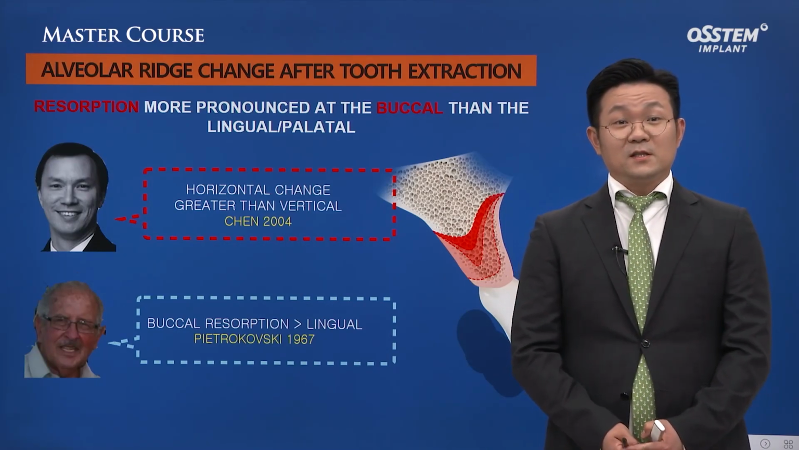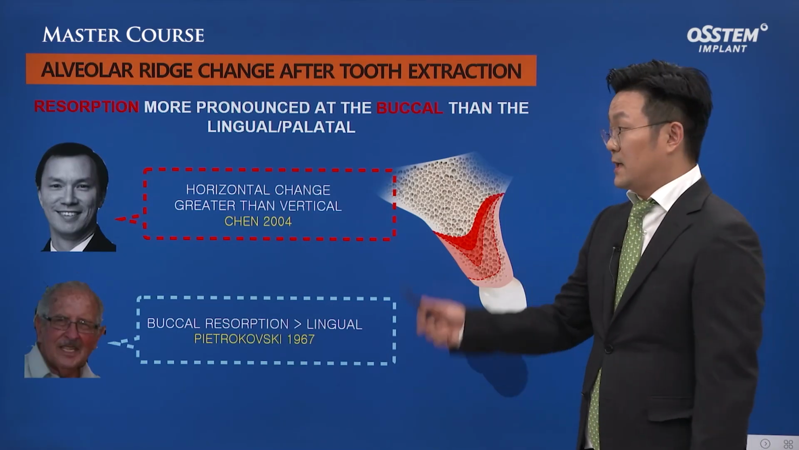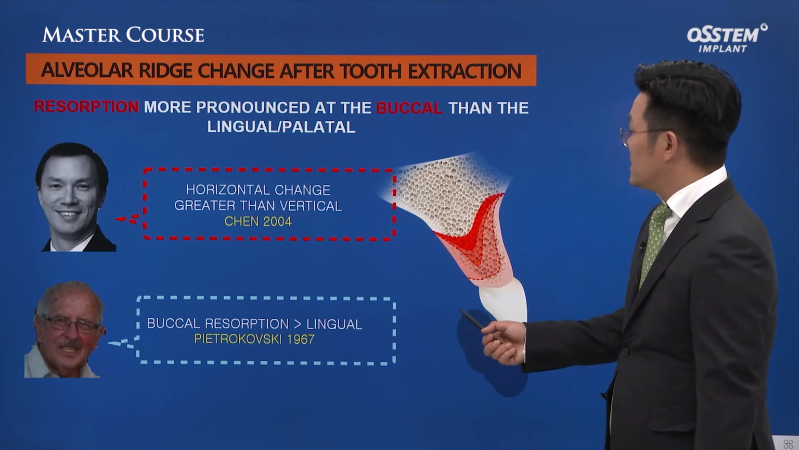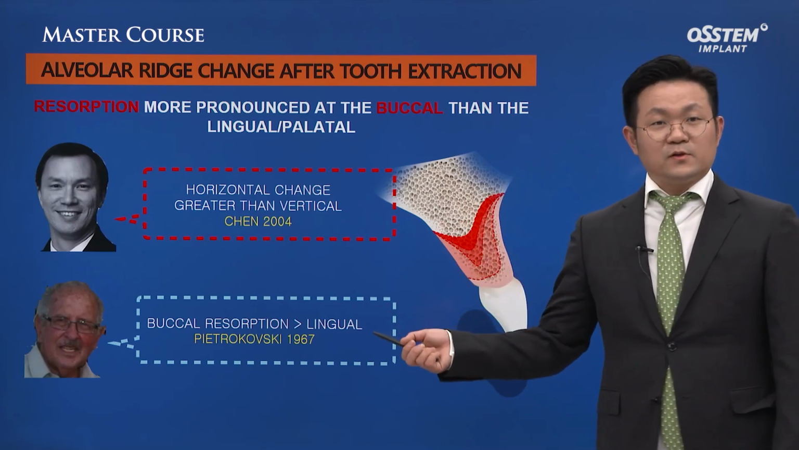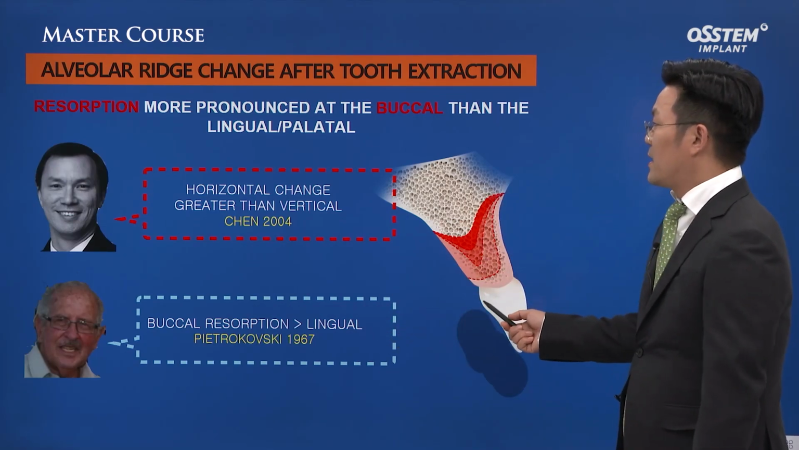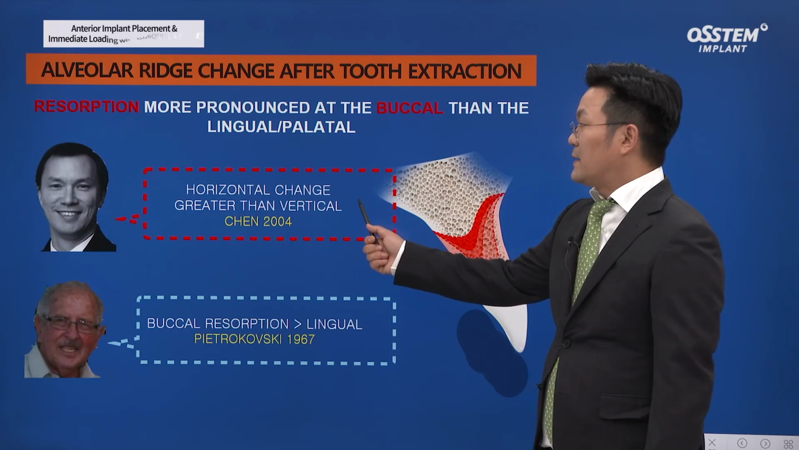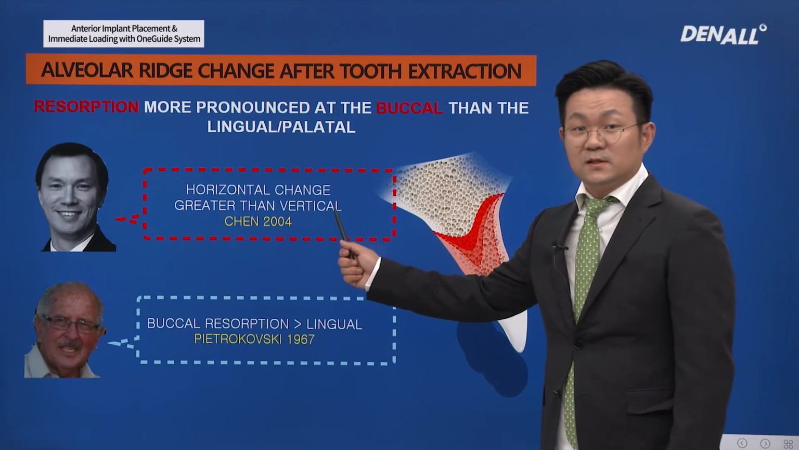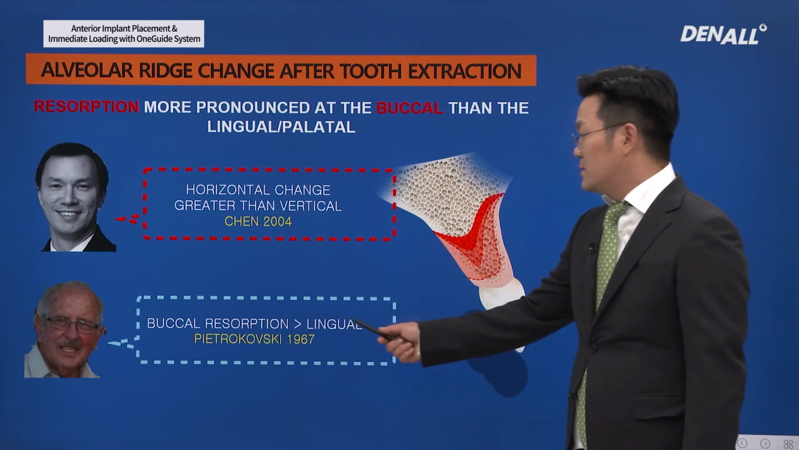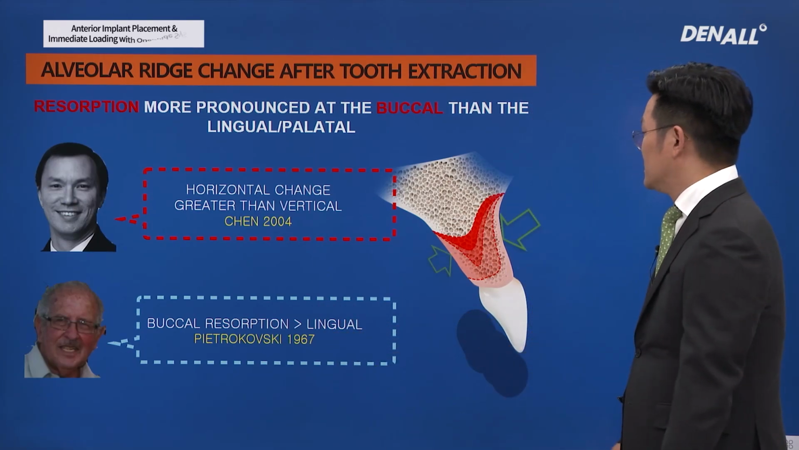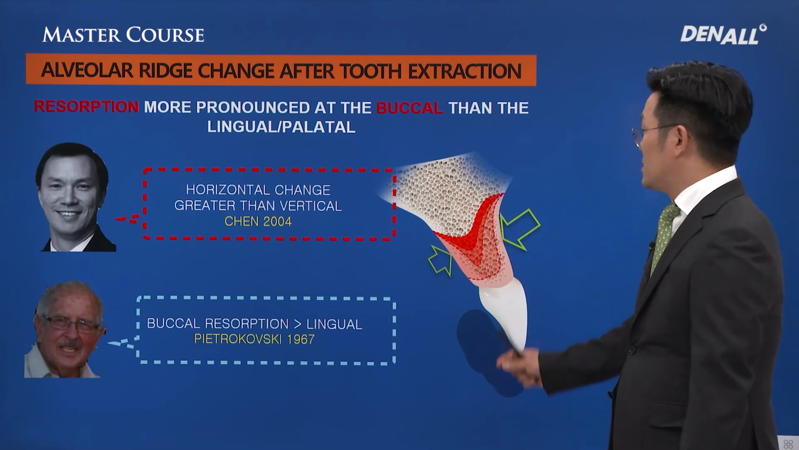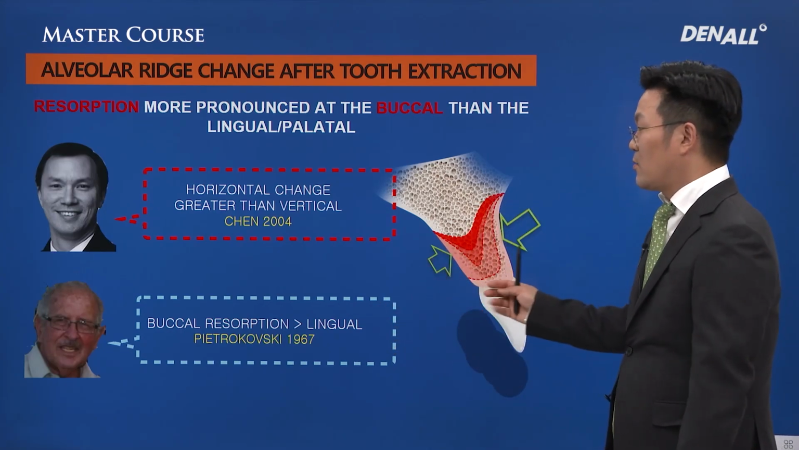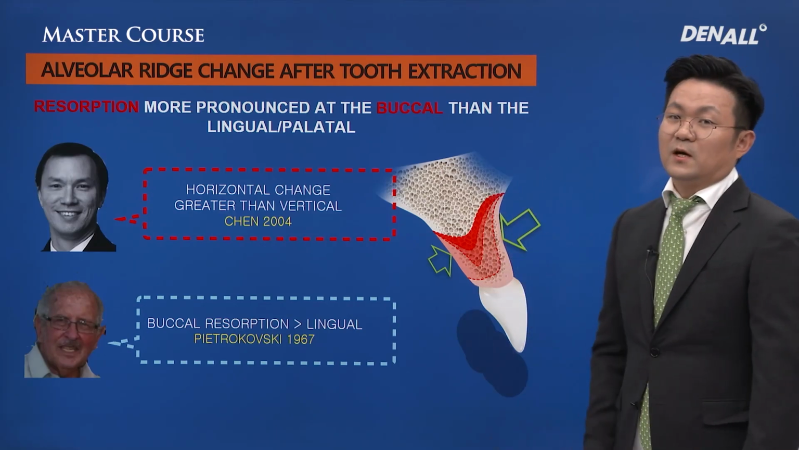So why immediate placement? As many journals say, after extraction, we have a lot of bone resorption, and a lot of literature says that horizontal change is greater than vertical in terms of resorption, and the buccal side has more resorption than the lingual side. So after extraction, we have weaker bone, and there is more resorption on the buccal side and more horizontally.